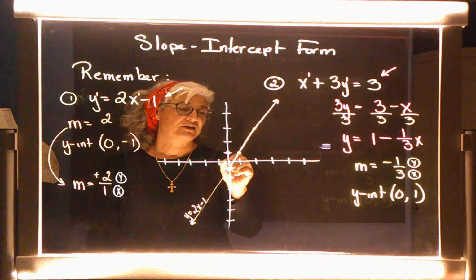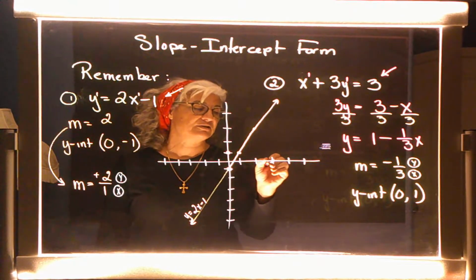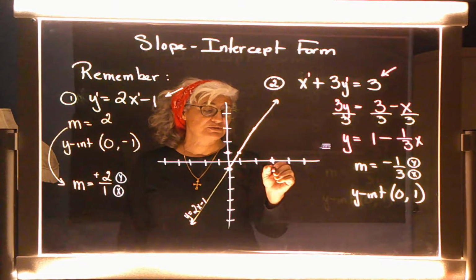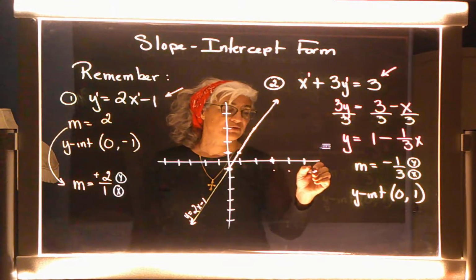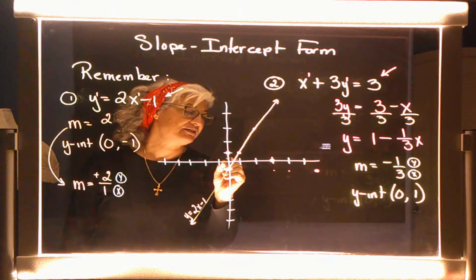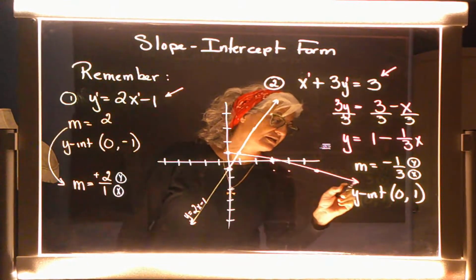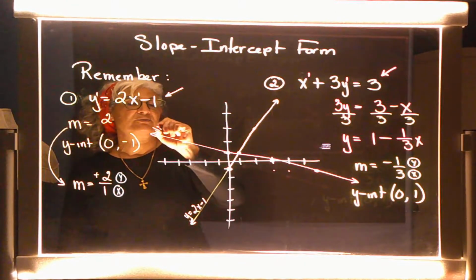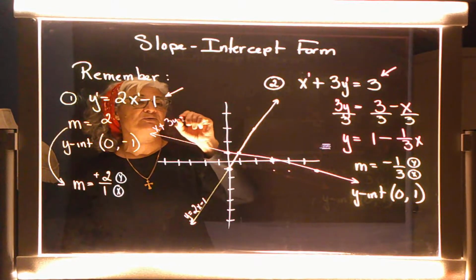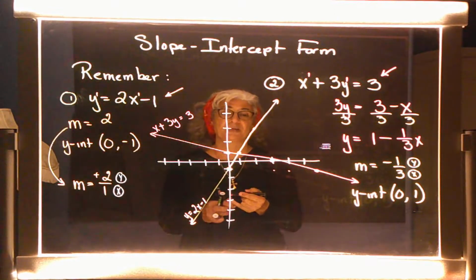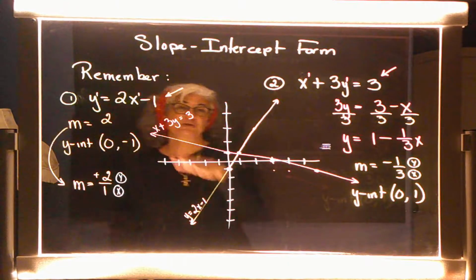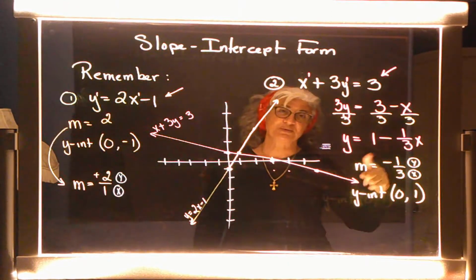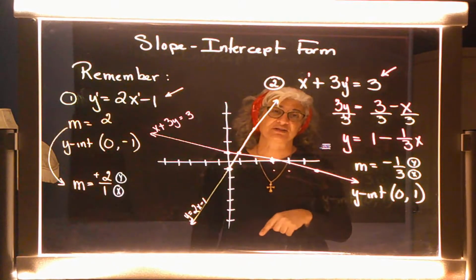How many? 3. 1, 2, and 3. So there's a second point. And I could do it again if I want. I could go down 1 and 1, 2, 3 over. And when I connect these dots, here is the line that represents the equation x plus 3y equaling 3. By the way, do you notice my line is a downhill line? Yeah, because the slope is negative, I better have gotten a downhill line.